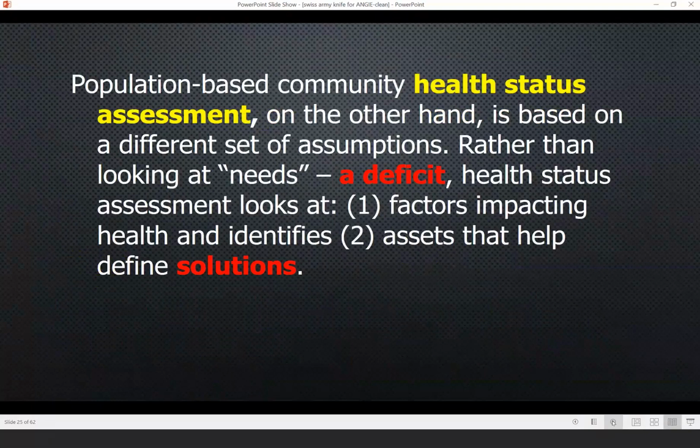Okay, so if we think about population health status assessment from that point of view, it's based on a different set of assumptions. Rather than looking at need, sort of a deficit orientation, health status assessment looks at the factors impacting health, it identifies assets that help us define solutions. So we're looking at a solution-oriented rather than deficit or need-oriented problem.